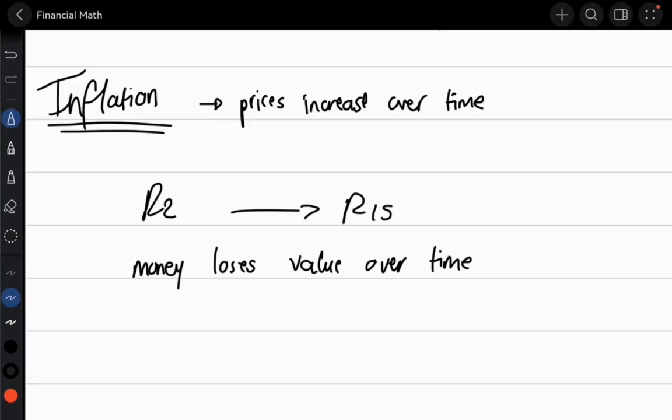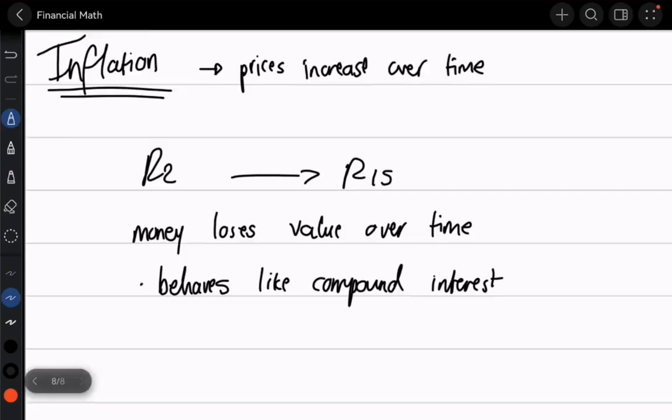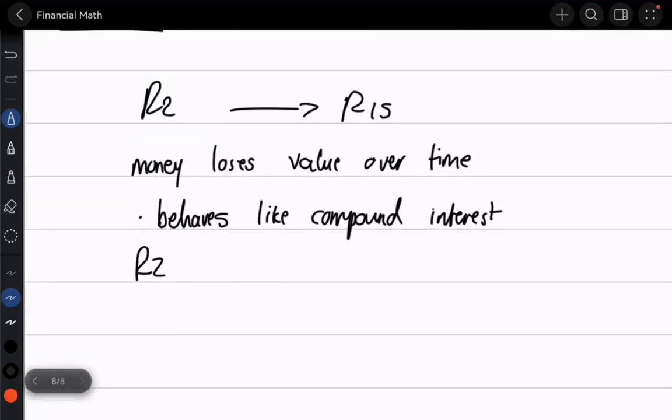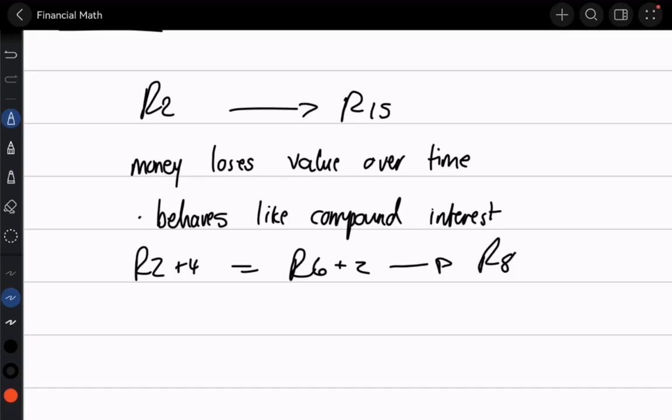So inflation behaves like compound interest, meaning it grows exponentially. Every year prices increase on top of the previous price. So if the bread was costing 2 rand, now it's going to increase by plus 4 rand, and now we're going to pay 6 rand. The next time they're going to say plus 2, which is now 8 rand. That's what I mean when I say it behaves like compound interest. It grows on the previous amount. This plus 2 we added on this amount. This plus 4 we added on this amount.